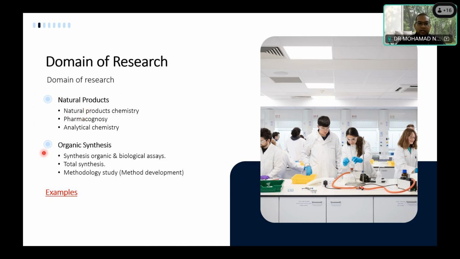The second domain that we cover is organic synthesis, which is synthetic organic chemistry and biological activities. This is what we are doing in our laboratories, and it usually comes along with the biological activities. The next one is total synthesis. In our team, Tan is doing total synthesis, and Shira is also doing total synthesis. Total synthesis refers to synthesis inspired by natural compounds.